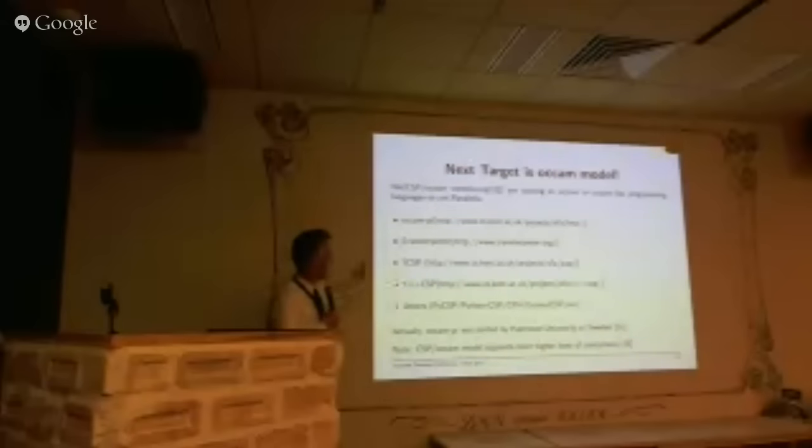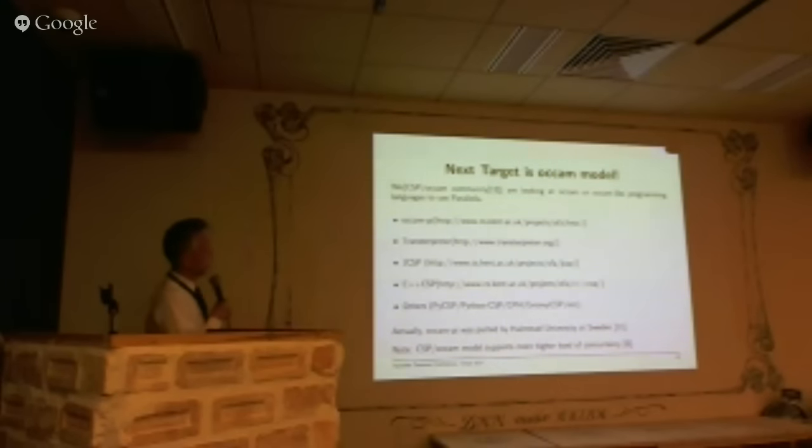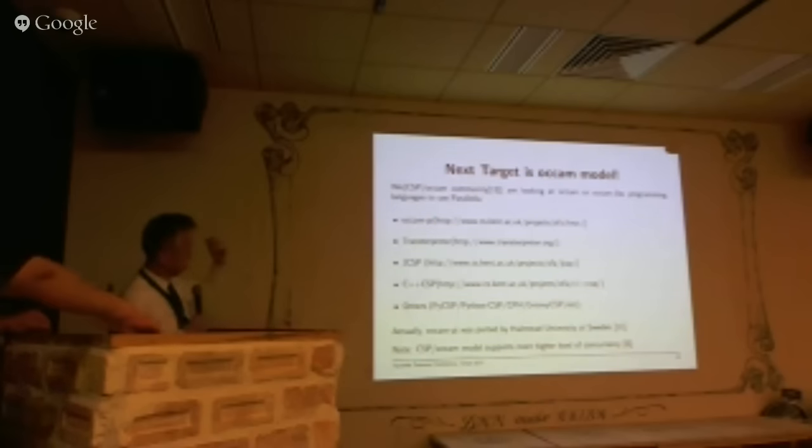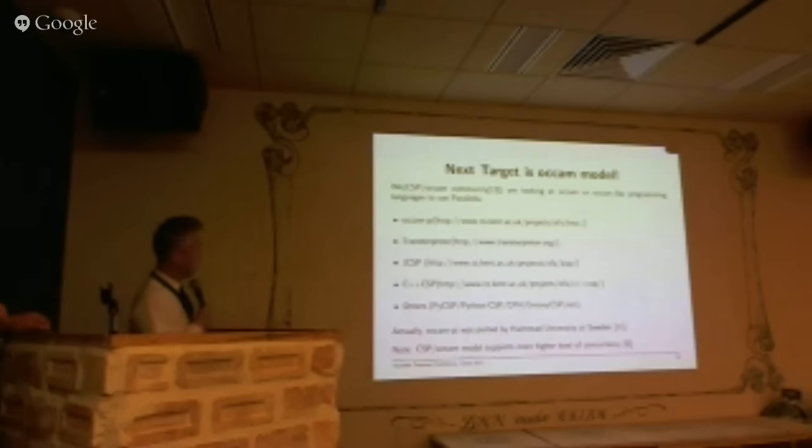And then JCSP is a CSP library for Java. This is also possible to port to Parallella. This is the C proper version. And also Python CSP is available. Many people are using OpenCL, and OpenCL can access C proper. So this is a good candidate to port. So everybody might be happy. One piece of evidence is OccamPy was ported at Halmstad University in Sweden. It's very exciting.